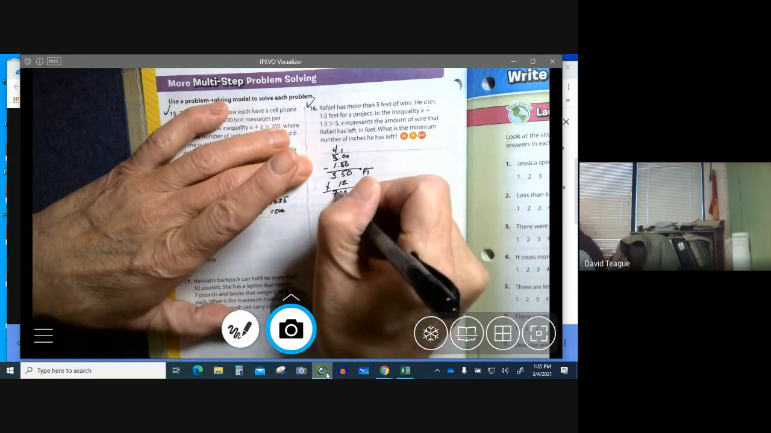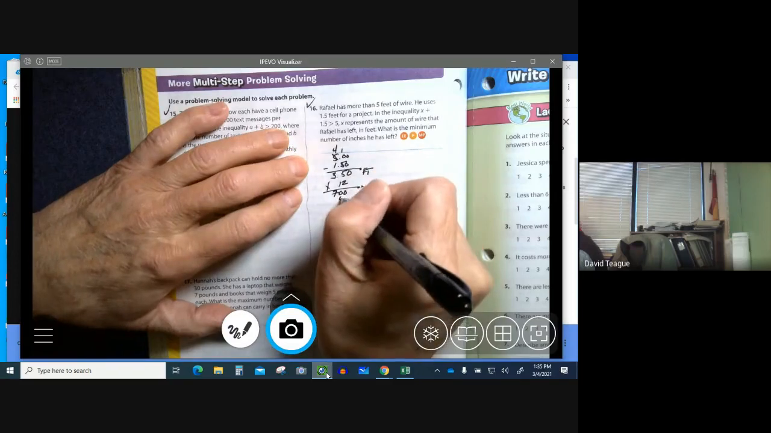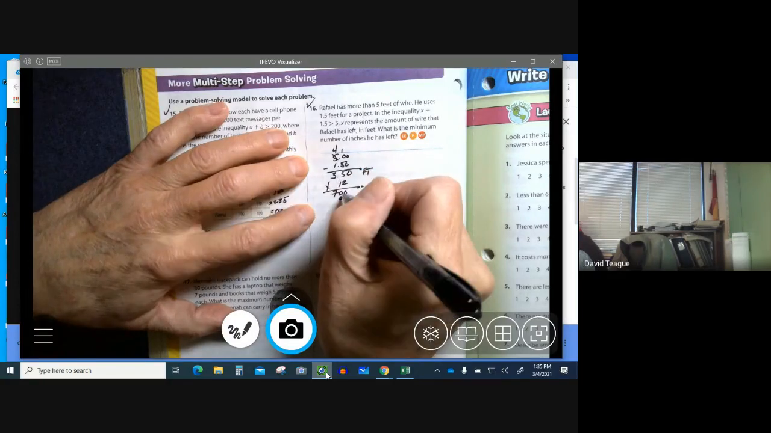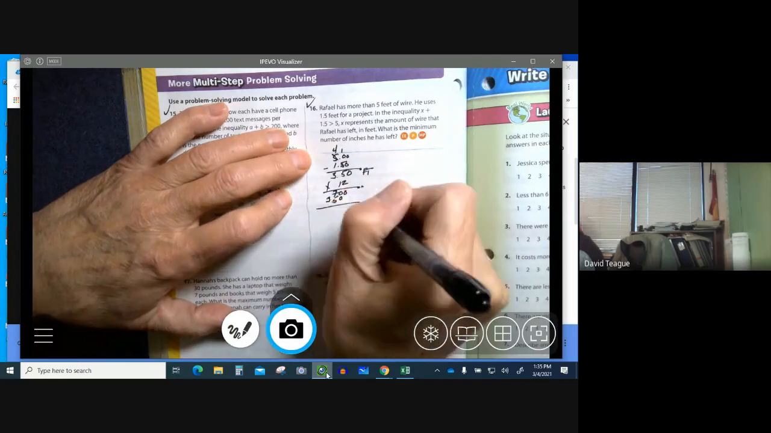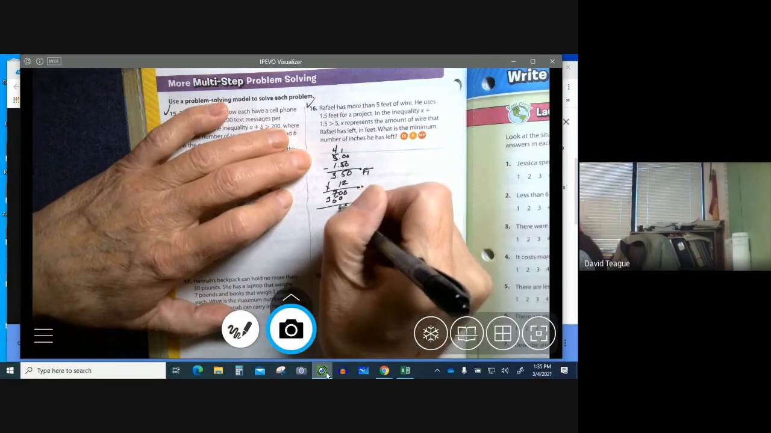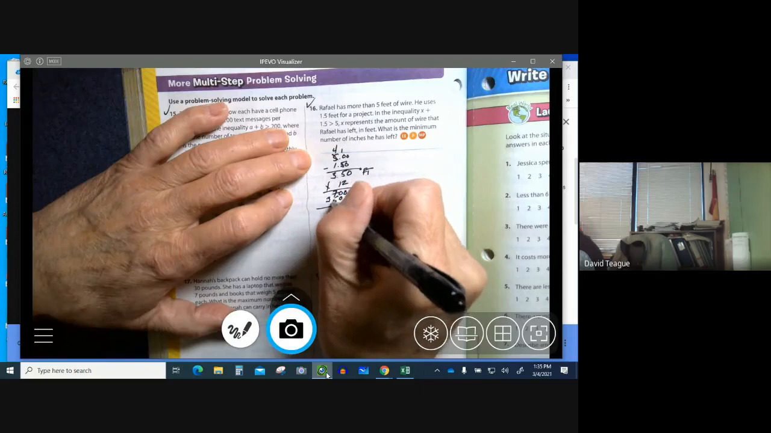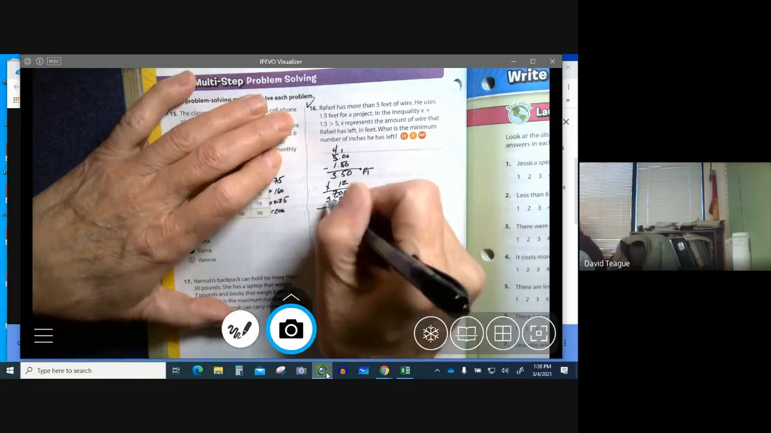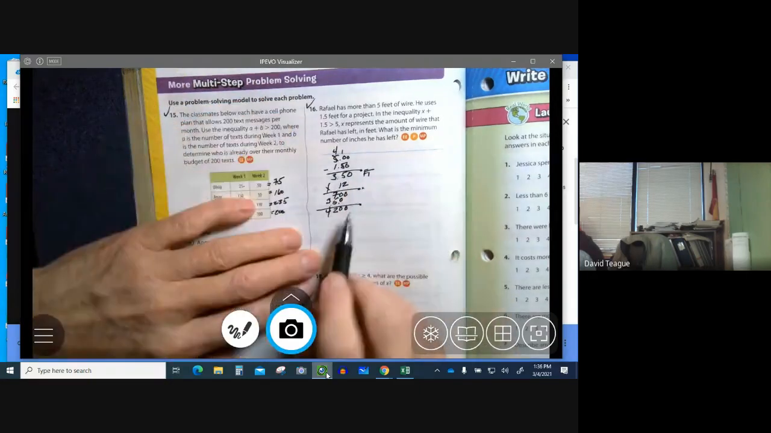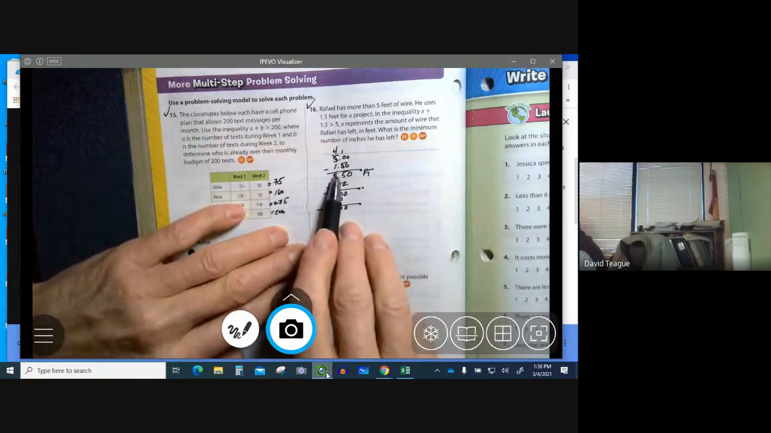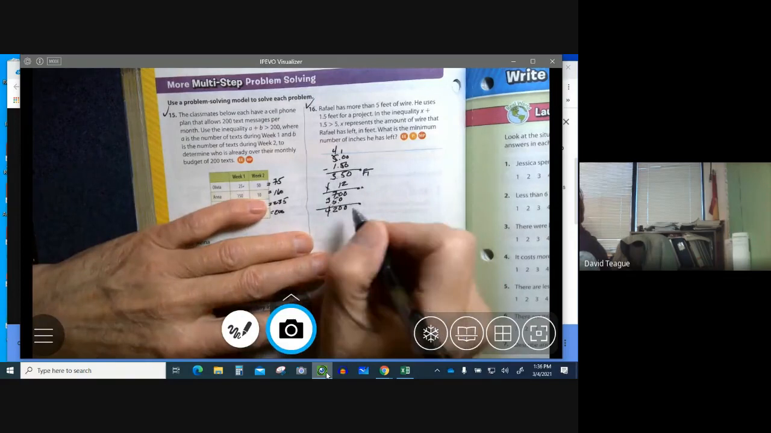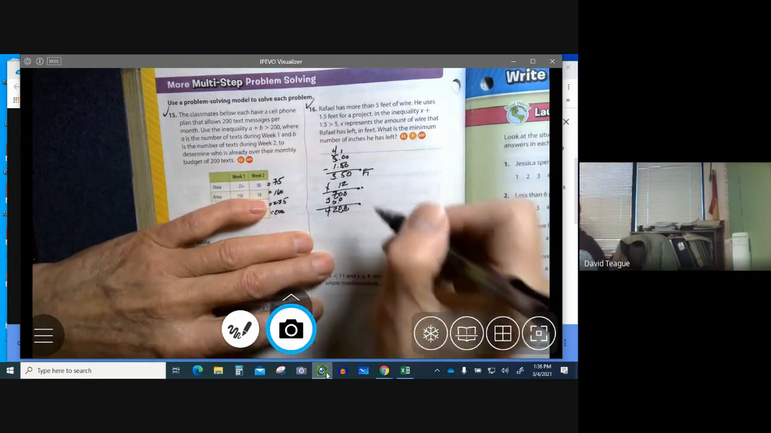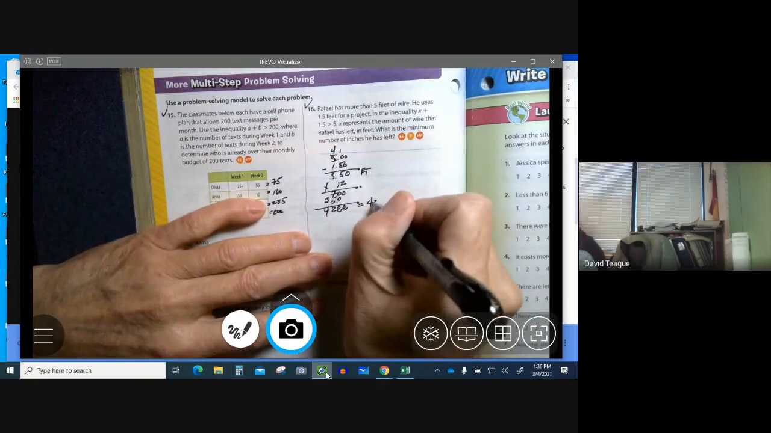Plus 1 is 7. 1 times 0 is 0. 1 times 5 is 5. 1 times 3 is 3. So 0, 0, 7, 8, 9, 10, 11, 12. That's 12. Carry the 1. That's 4. Okay. But I have 2 decimal places because I have 1.50. So I go 1, 2. So that's 42 inches.